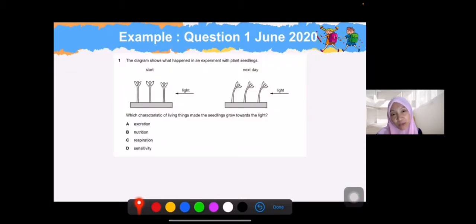This is question number 1, June 2020. The diagram shows what happened in an experiment with a plant seedling. Which characteristic of living things made the seedling grow towards the light? Again, characteristic of living things. So this is another 1.1, characteristics of living organisms.